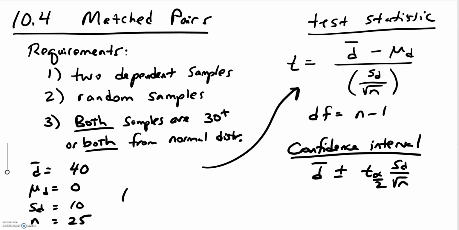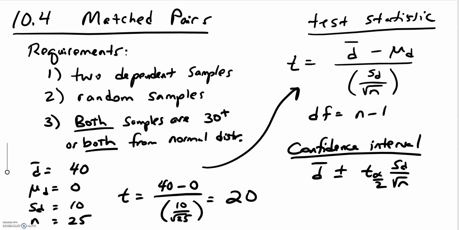So to find the test statistic, we'd have our d bar minus our population mean of the differences divided by the standard deviation over the square root of the sample size. Throwing that into a calculator, we get a rather large test statistic of 20. If we have a large test statistic, we probably have a small p-value, and we would expect to reject H naught when we look at our hypothesis test.